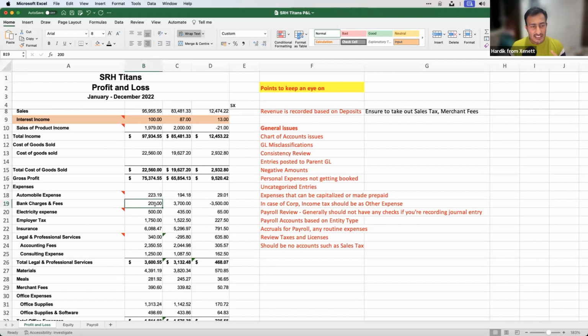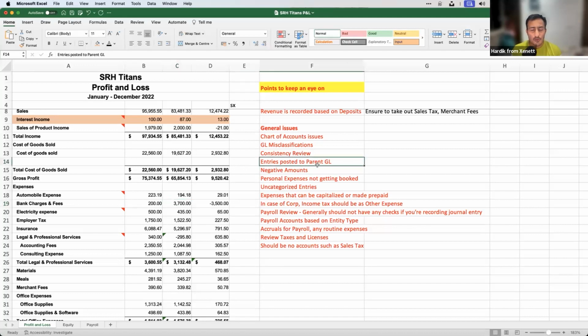Now, with GL misclassification, one of the issues I have always encountered is that people get confused between late payment charges or interest charges on the credit card and bank fees. This is the practice that we generally follow. We keep the bank charges separate, and if someone is paying late payment charges or some sort of interest, we show it differently. We should not be merging them, for better representation. So we have to show them separately.